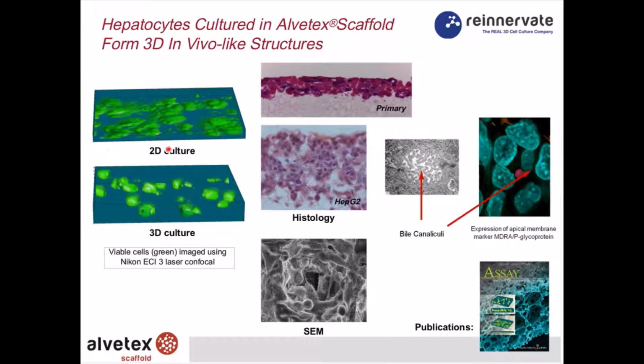Here we have primary cells growing in the top part of the Alvetex scaffold. These are primary hepatocytes, whereas here we have HepG2, a well-known hepatocyte cell line, and we're showing histological images here, and scanning electron microscopy images of those cells here. This technology is also amenable to transmission electron microscopy and immunocytochemistry.